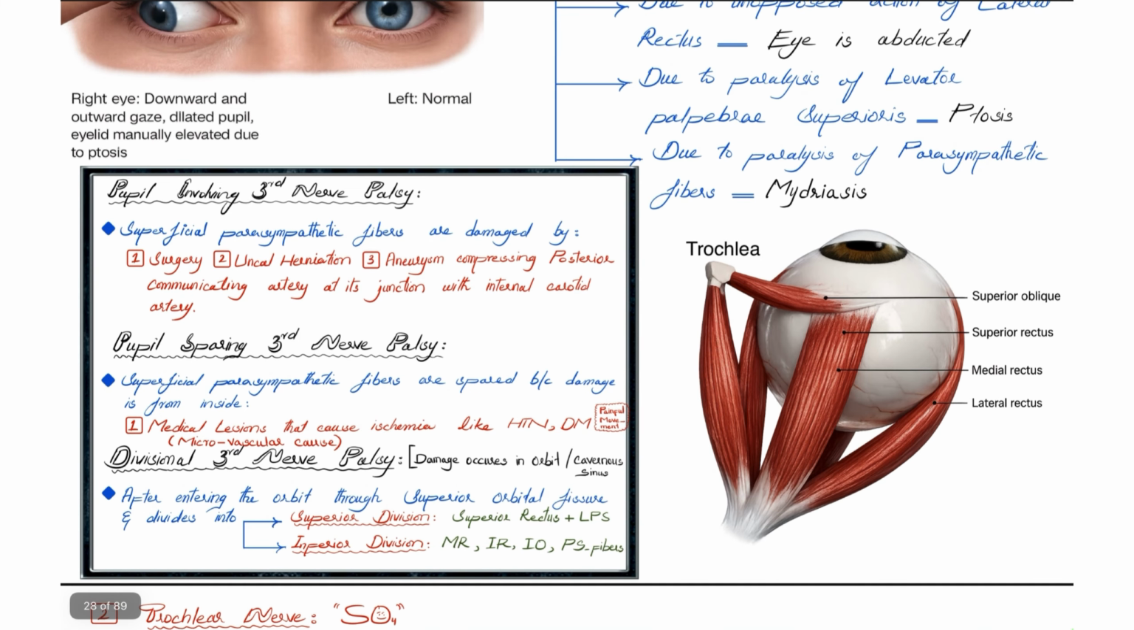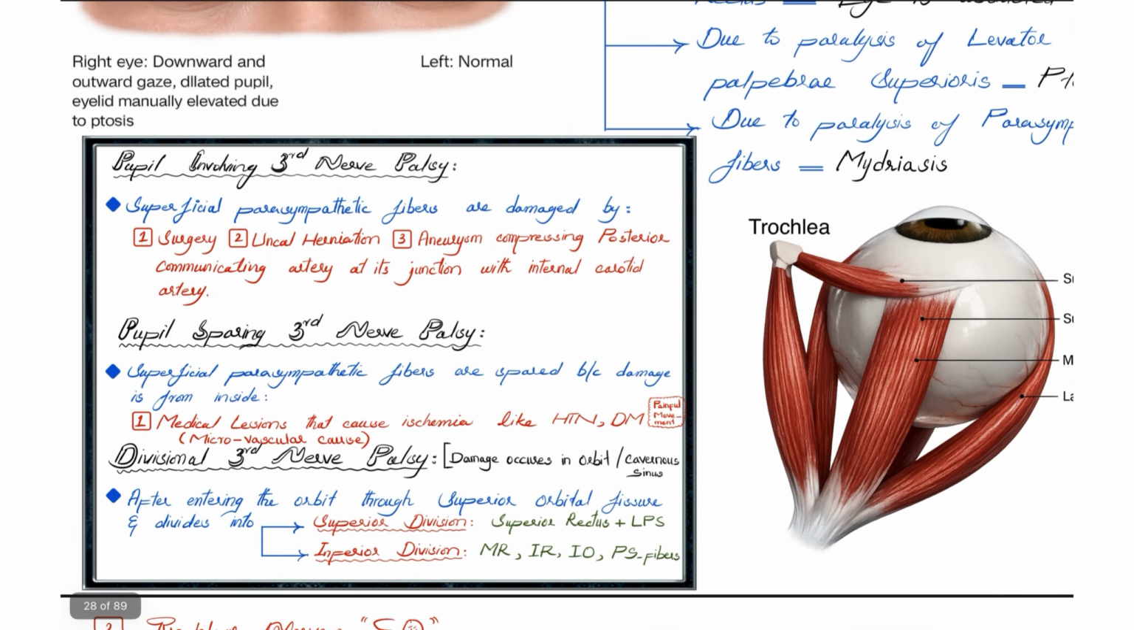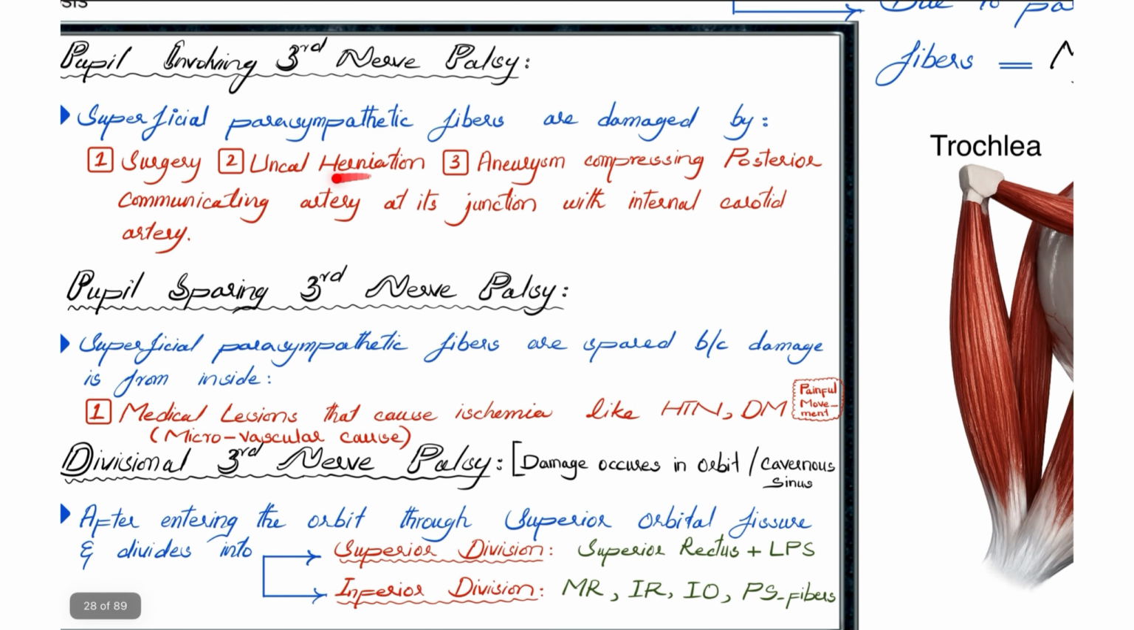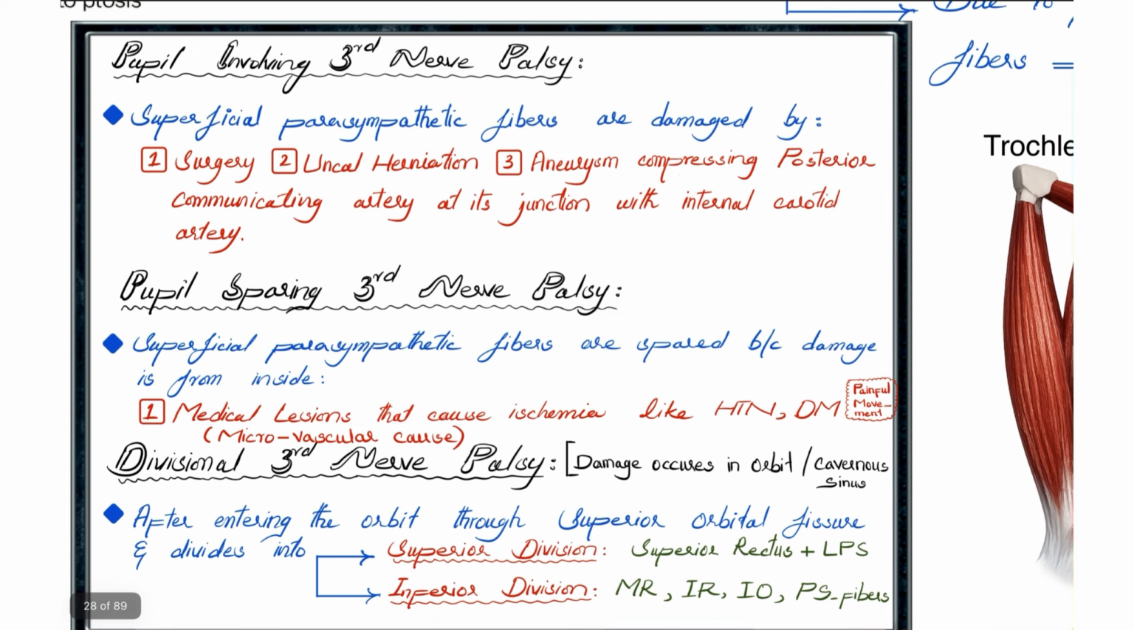Third nerve palsy is divided into types on the basis of etiology. One is pupil-involving third nerve palsy. It means that the superficial parasympathetic fibers are also damaged, and it occurs in surgery, uncal herniation, or an aneurysm compressing the posterior communicating artery at its junction with the internal carotid artery. The other type is pupil-sparing third nerve palsy, where the superficial parasympathetic fibers are spared because the damage is from inside, such as medical lesions that cause ischemia, which is also called a microvascular cause, like hypertension and diabetes mellitus.